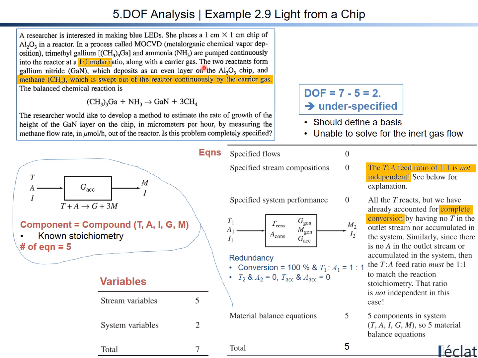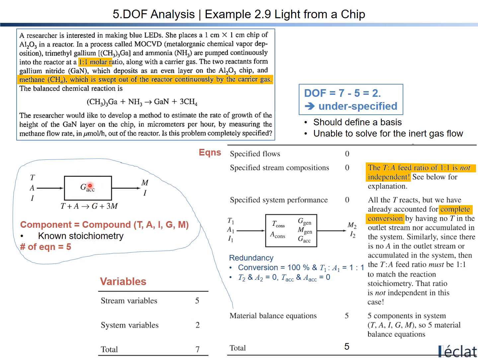Maybe you could remember these equations for the process calculation. So let's go to the block flow diagram, and here is the reactor, the MOCVD reactor. T, trimethylgallium, is reacted with A, ammonia, in the presence of inert gas introduced into the MOCVD reactor.